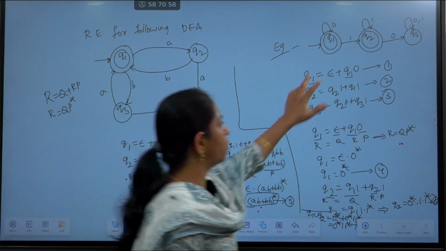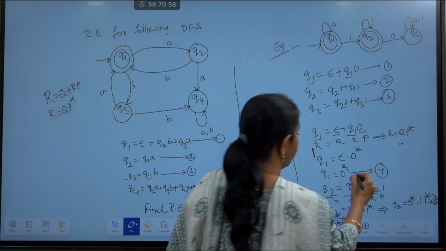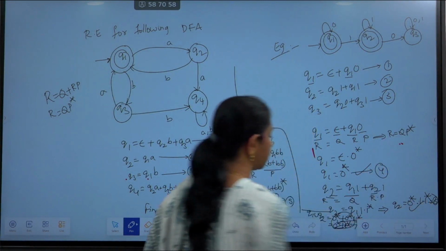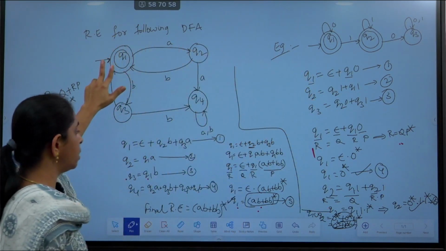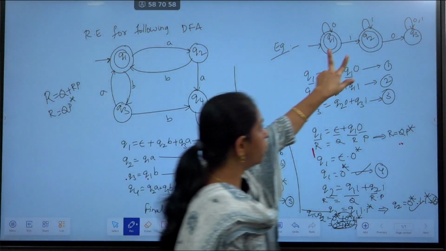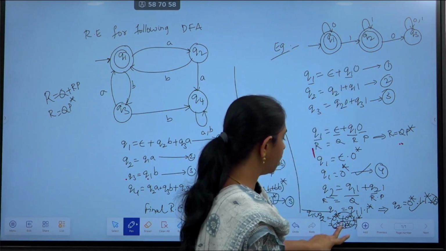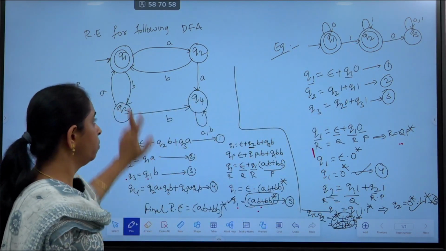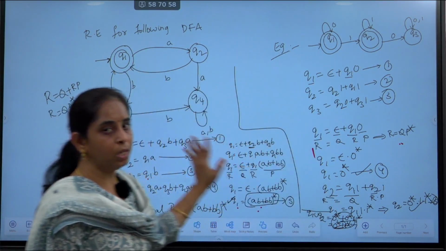Whenever we have a single final state, we reach that state and stop the process. Whenever we have multiple final states, we have to reach both Q1 and Q2 and apply the union operation. So that is the conversion of finite automata to regular expression using Arden's theorem.